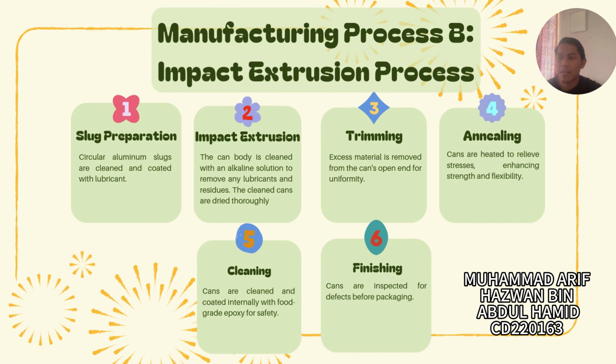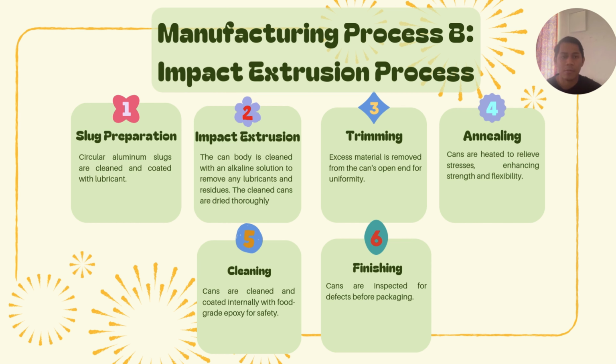Next, the cans are heated in a process called annealing. Heating them helps remove any stress caused by the punching step and makes the cans stronger and more flexible. This step is important because it ensures the cans won't crack under pressure. After heating, the cans are thoroughly cleaned to remove any dirt or oil inside. A food-safe coating is applied to protect the contents and prevent the aluminum from reacting with whatever is stored inside the can. Finally, every can is inspected carefully to ensure there are no defects. Once the inspection is done, the cans are ready to be packaged and sent to the customer.